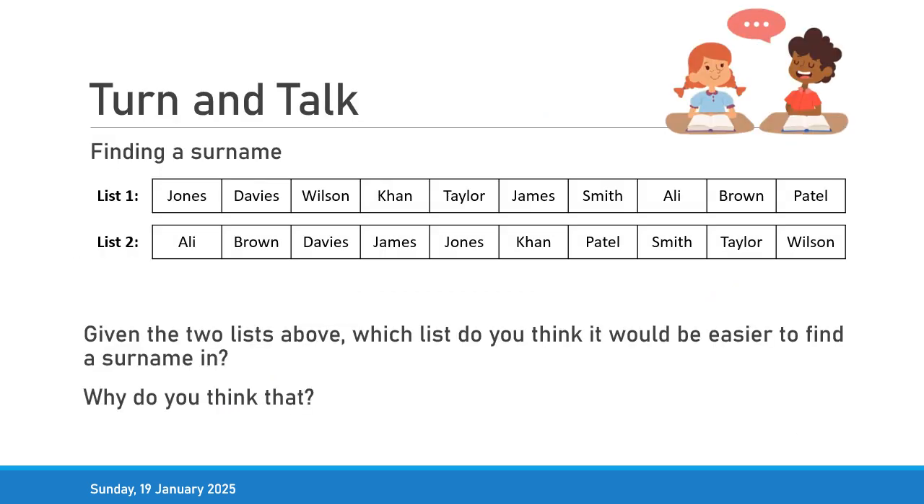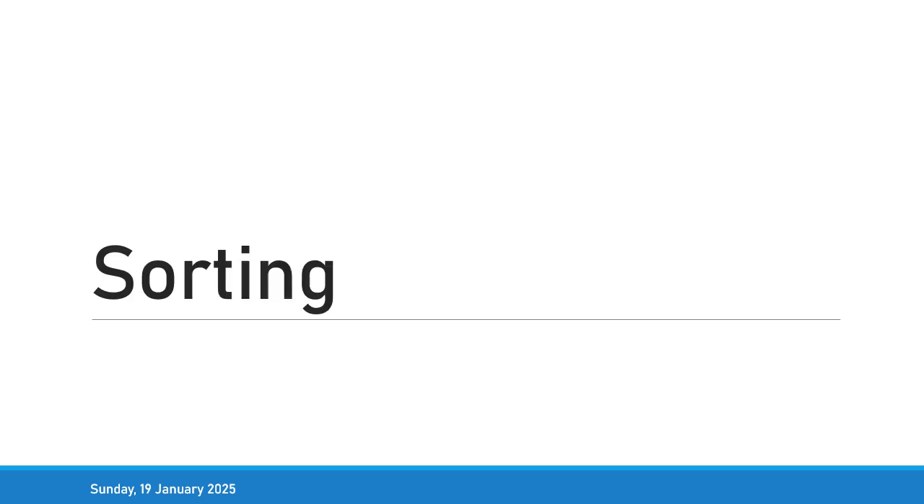If you're going to be looking at a list and trying to find a surname, I think we all need to be in agreement. Actually, the list that is sorted in alphabetical order is just going to be easier to search in. It just makes sense, right? If it's all randomized, like list one is, it's just difficult to find anything. You've literally got to go through each one of those surnames to find the one that you're looking for.